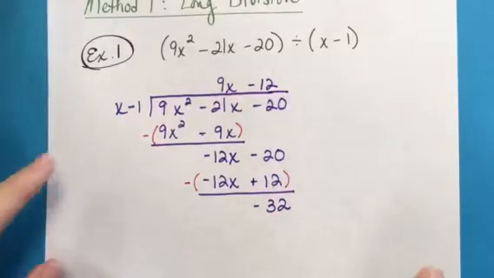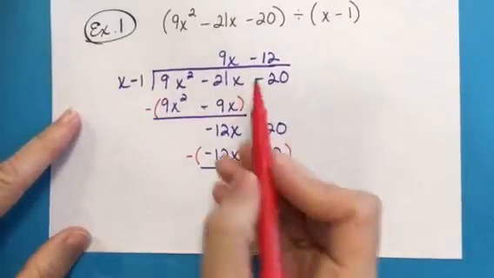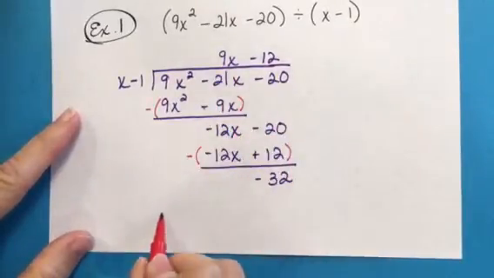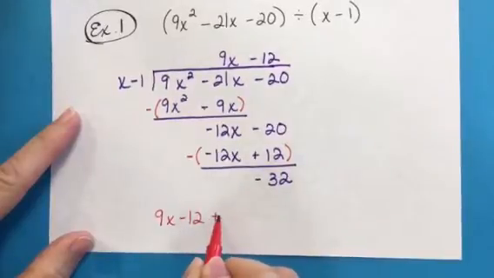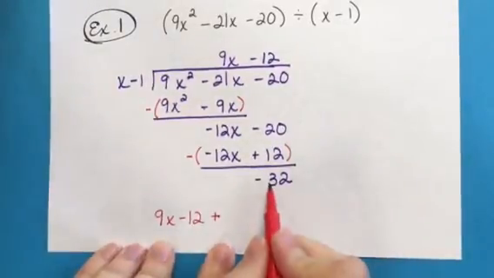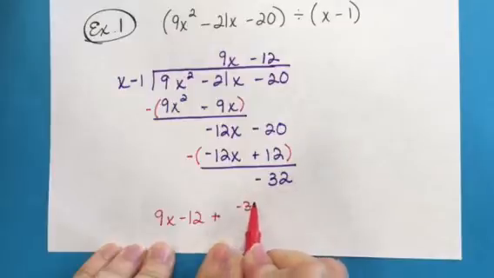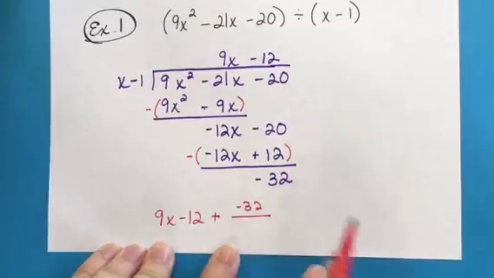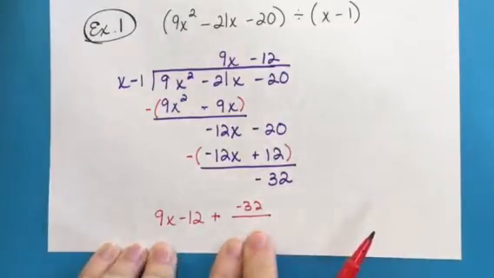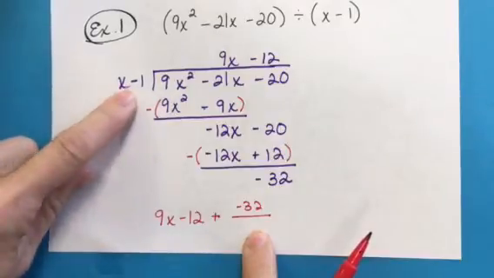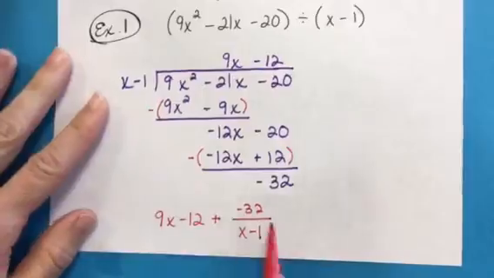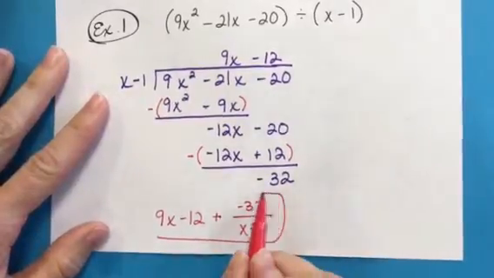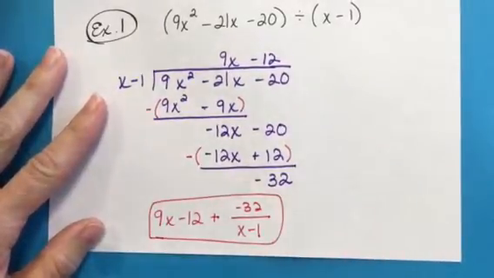Okay, so the way I want you to write your answer out, you need to write down what you have across the top. And then you're going to put a plus sign. And then you take your remainder and you're going to divide that by the divisor, which is what you're dividing by, the x minus 1. So this would be the correct way to write out your answer for this.